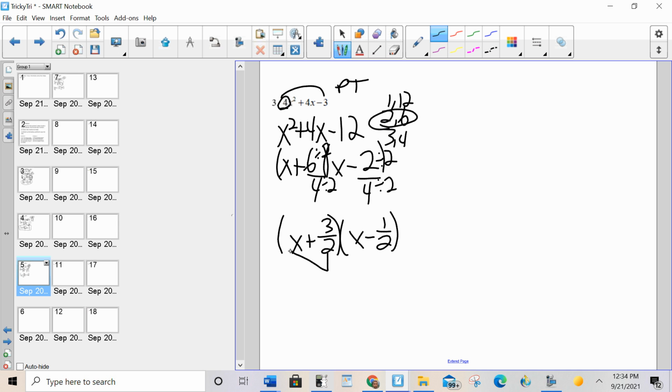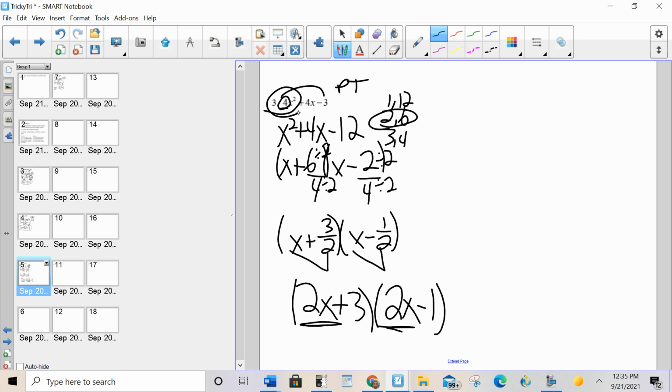Now, I put the denominator in front for both of them, so it becomes 2x plus 3 and 2x minus 1. You could always do a quick check, which may eliminate some potential mistakes. If I multiply 2x and 2x, I get 4x squared. So if your quick check doesn't work, that means you probably made a mistake.